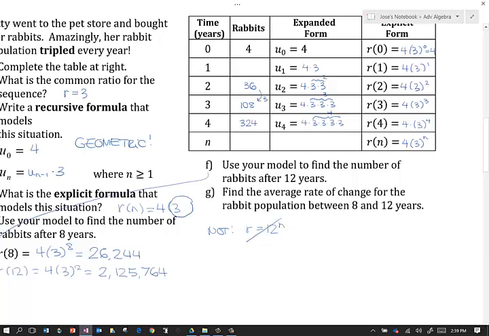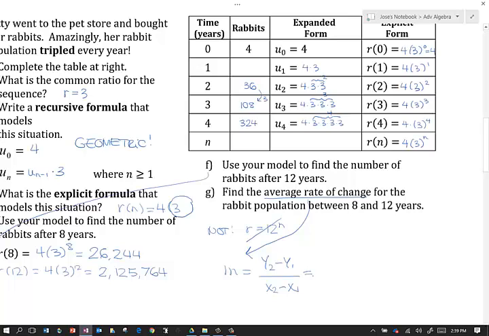And now here, they're asking me to figure out what is the average rate of change for the rabbit population. Average rate of change is just a fancy word for the slope. So we want to figure out what is the slope of this situation. Slope is change in y coordinates divided by change in x coordinates, or change in the dependent variable divided by change in the independent variable.